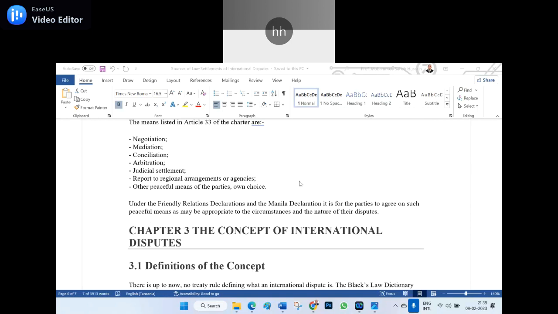Proceed. Okay. Under the Friendly Relations Declaration and the Manila Declaration, it is for the parties to agree on such peaceful means as may be appropriate to the circumstances and the nature of their disputes. Yes, the party can choose either the Manila Declaration or the Friendly Relations Declaration, any one of them. Is it clear?